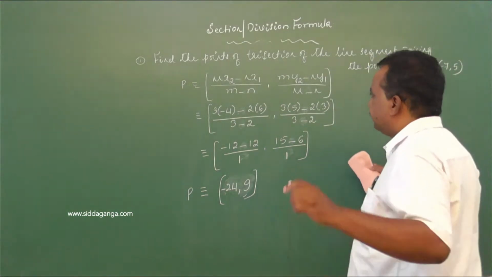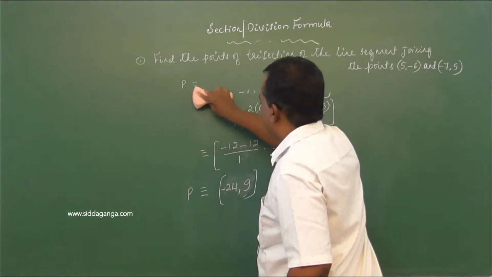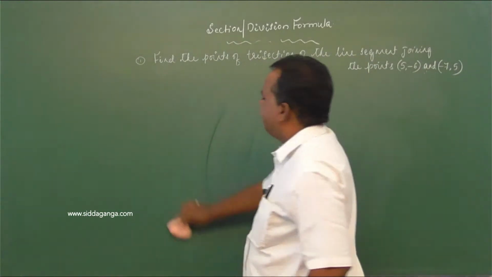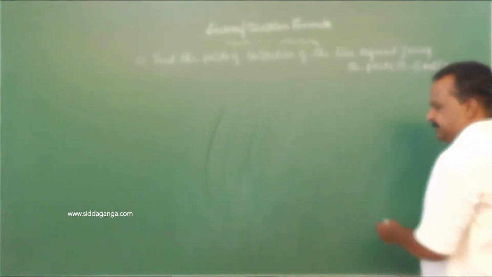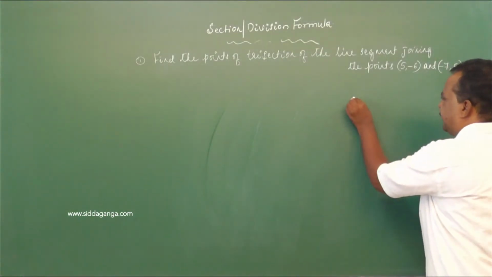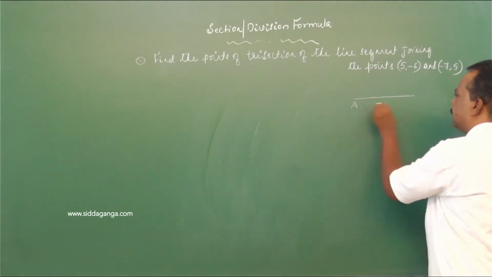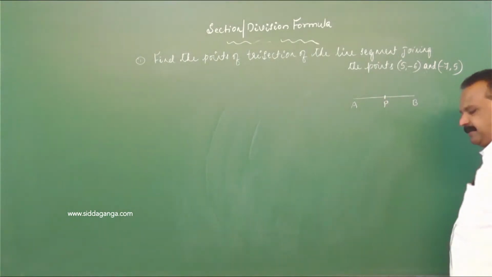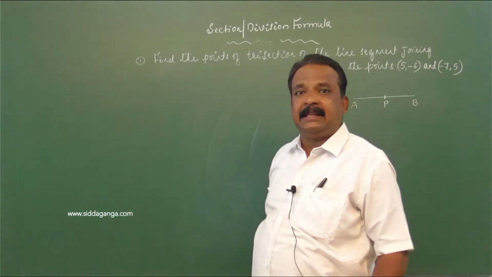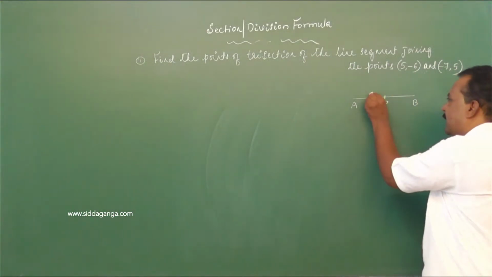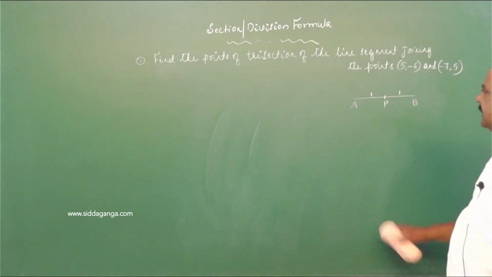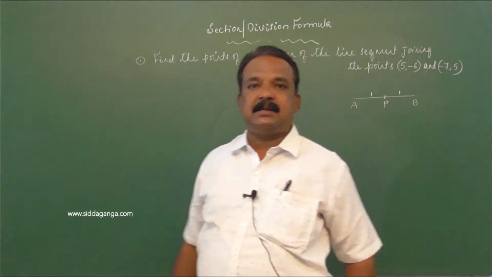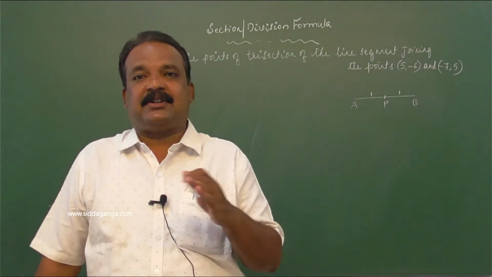Next. So now let us take the line segment AB. If it is cut by a single point in the ratio 1:1, then the line segment is divided into two equal parts. This mode of division is called bisection.